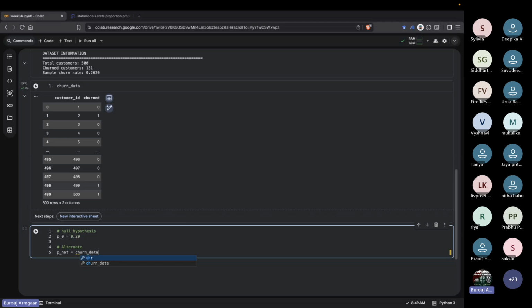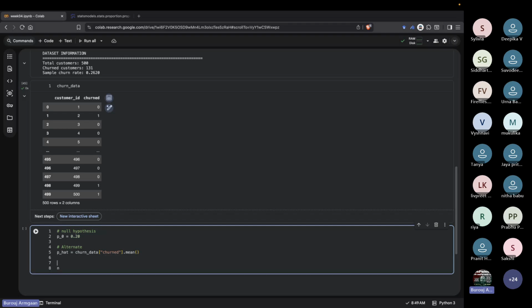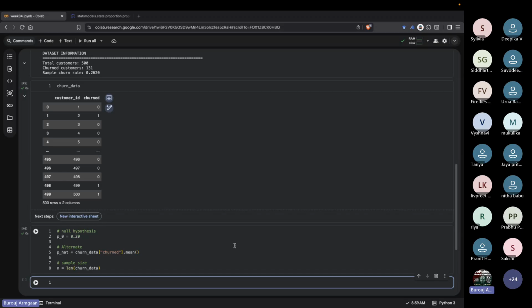We know that the alternate says that P hat is my sample mean, which is churn data dot churn. You can also write it like this, churn dot mean. Notice that taking the mean is the same as taking the proportion because this is binary. So that's essentially the same thing. So we have the mean. We also have n, that is our sample size. Our sample size is the length of our churn data, and these are our given things.